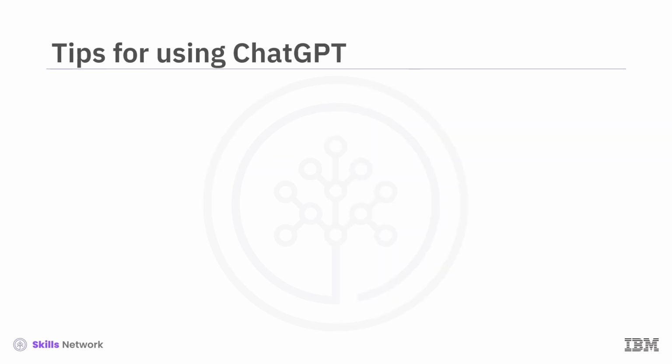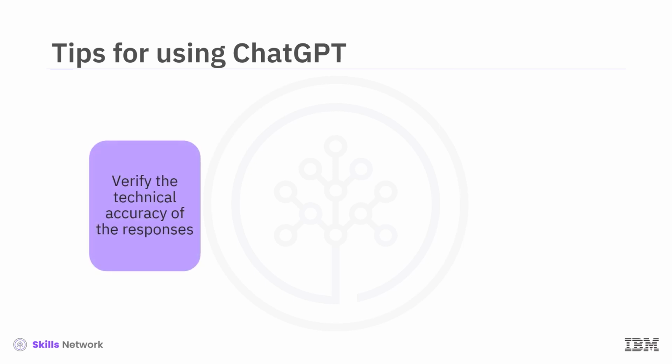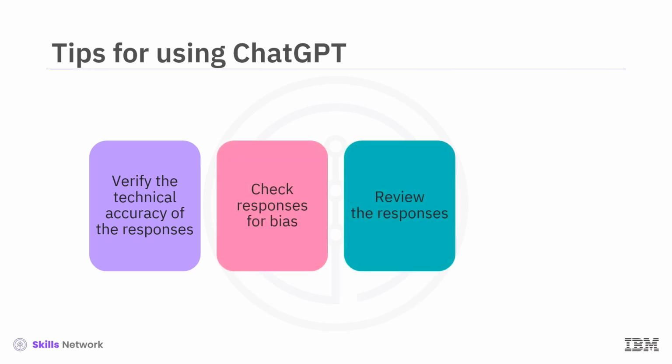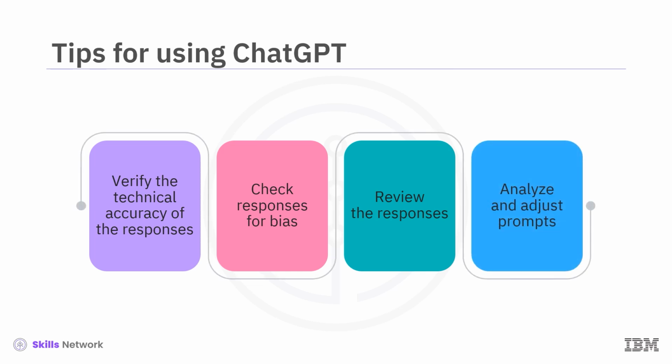Educators should follow certain tips while using ChatGPT for creating content. First, verify the technical accuracy of the responses and check them for biases. Also, review the appropriateness of the responses based on the learner's level and learning objectives. Analyze and adjust the prompts based on learners' requirements and teaching style.